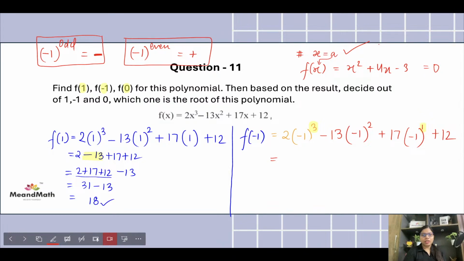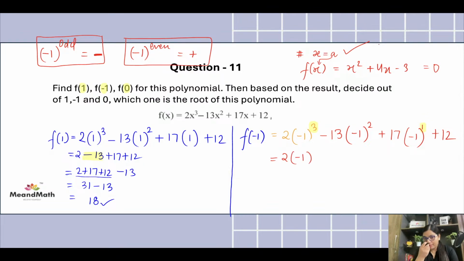F minus 1. I'll be waiting for about 13 seconds. In 13 seconds, you would probably come up with some answers. Okay, Janvi is coming up with minus 20. Let's see what Nawal comes up with. Meanwhile, I will start solving it. Because it's odd, it would be 2 with a minus 1 there, because minus 1 times minus 1 times minus 1 comes up with minus 1 only.